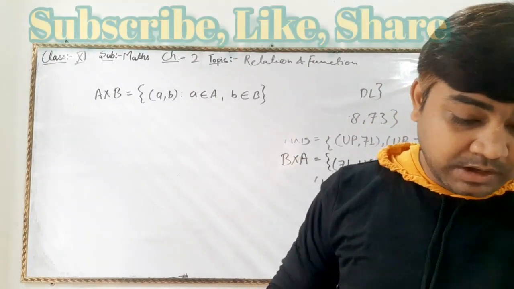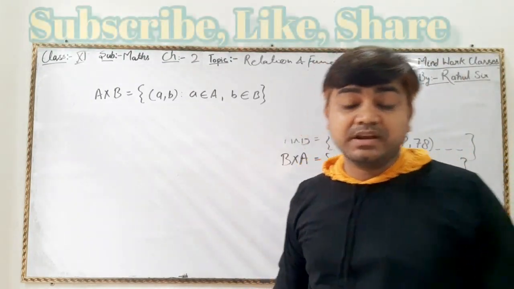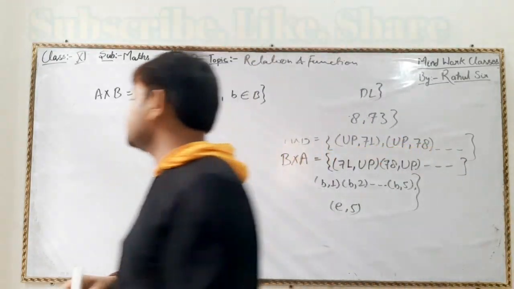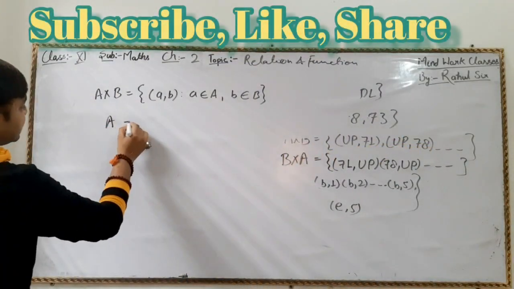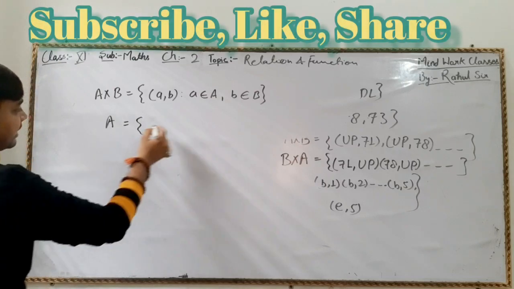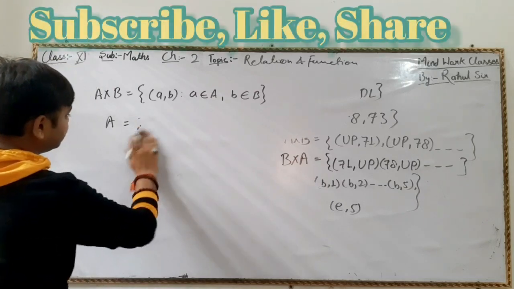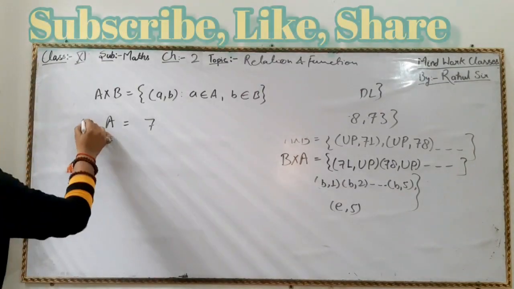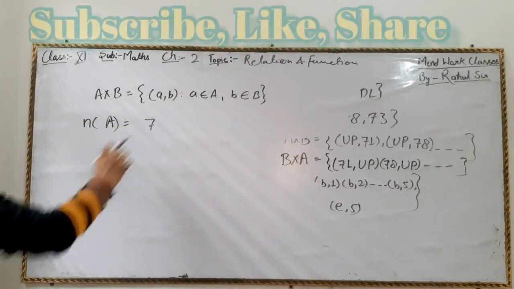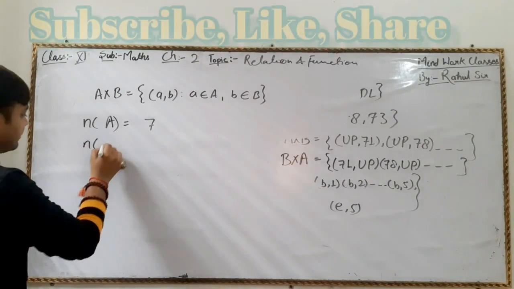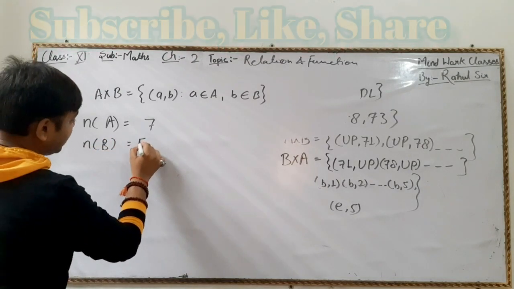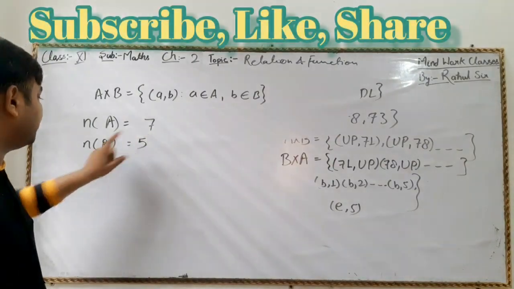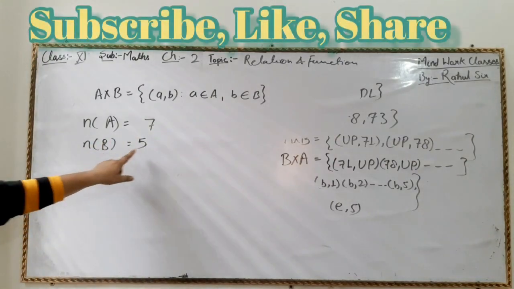Okay. Now there are a few properties regarding this Cartesian product of sets. Let us understand here. Let us say a set A has 7 elements. Number of elements 7. n(A) is 7 and n(B) is given as 5. That means the number of elements in A is 7 and the number of elements in set B is 5.